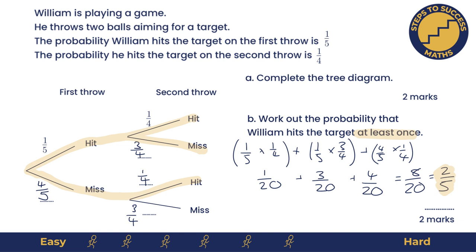Or you could use another way to do it, and you could say the only path I don't want is this last one. And because I know all the outcomes add to 1, I could do 1 take away the last path. So 1 take away 4/5 times 3/4. And if you do that, you'll also get 2/5.